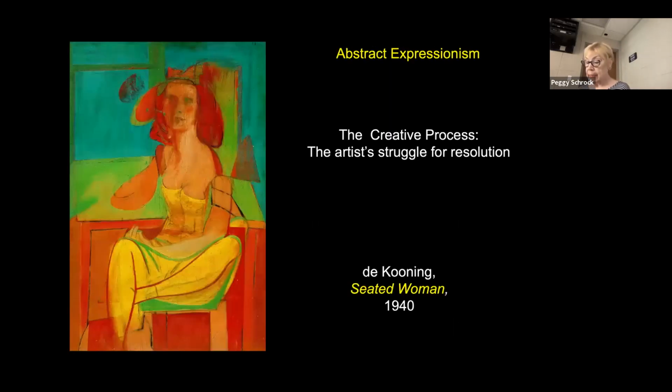This is an early work by de Kooning, The Seated Woman, and it's very much a combination of his European early training and emphasis on the figure, and it's very much also the abstract expressionist struggle for resolution. The gesture painters are always struggling for resolution.